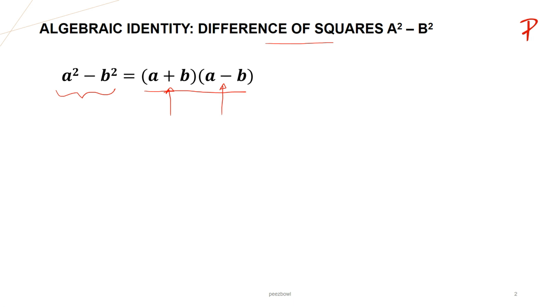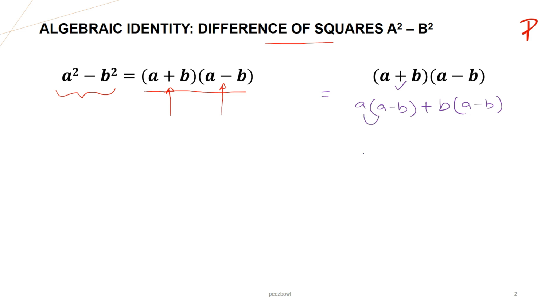Let us prove that both the sides are actually equal. We'll expand the right hand side using distributive property, right? So here we have a plus b multiplied by a minus b, and this is going to be equal to a multiplied by a minus b plus b multiplied by a minus b, right?